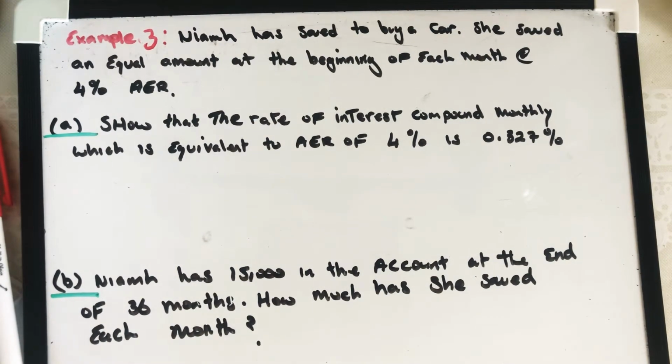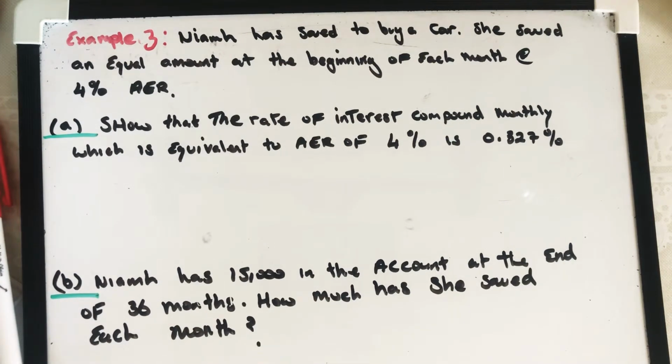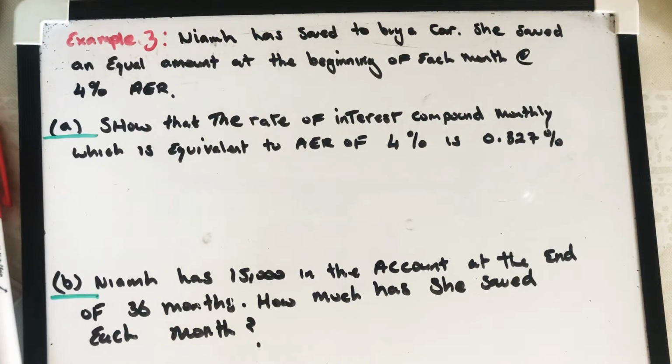This is the fourth video within financial maths and it is the third example within instalment savings. So here we have Neve has saved to buy a car. She saved an equal amount at the beginning of each month at 4% AER. Part A. Show that the rate of interest compounded monthly, which is equivalent to AER of 4% is 0.327%. So let's begin the question by firstly memorising our formula for this.